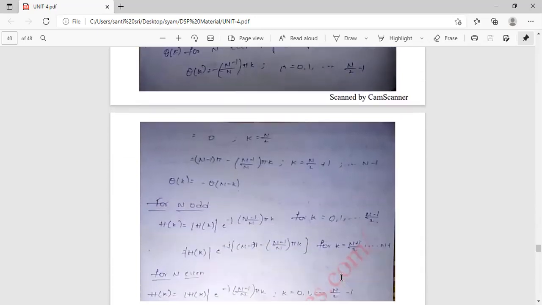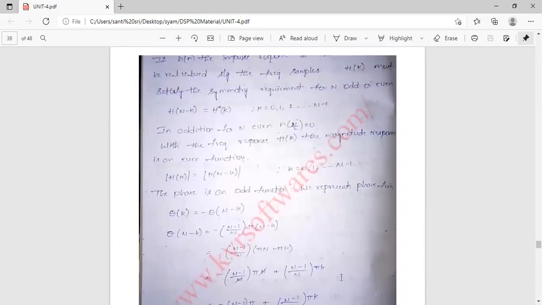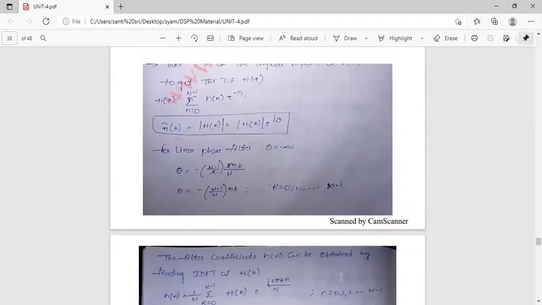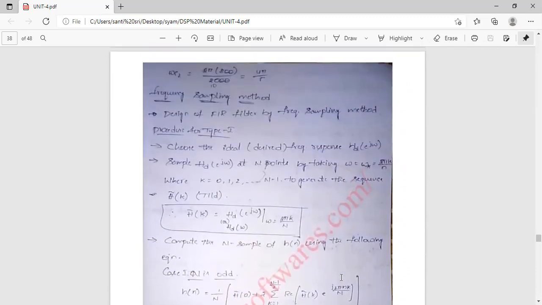All these things we will discuss in the next class. So with this, I'm concluding today's class. This chapter, the frequency sampling method, will continue in the next class. Thank you.